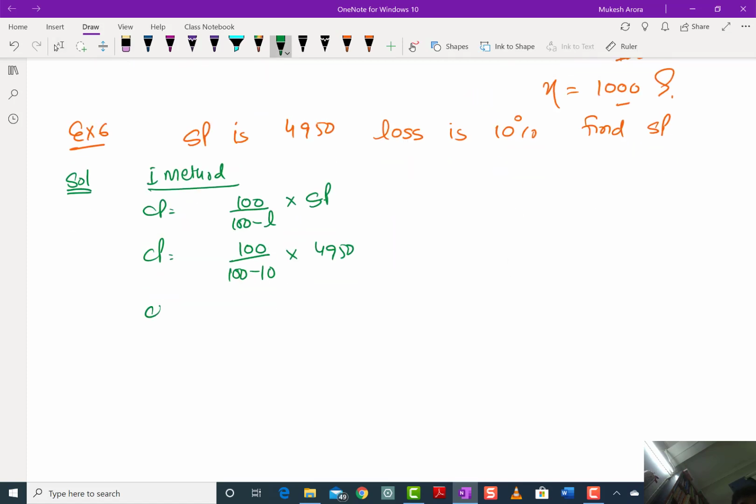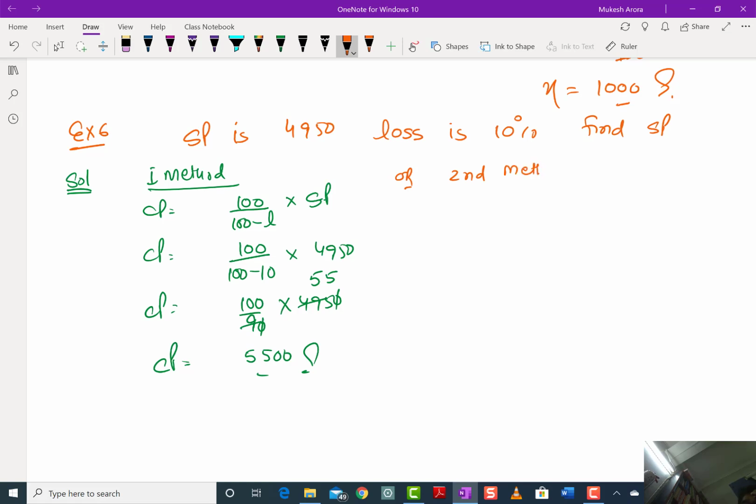So CP is equal to 100 upon 90 into 4950. This is cancelled. 9 5s are 45. So CP will be 5500. Or we can do it by the second method.